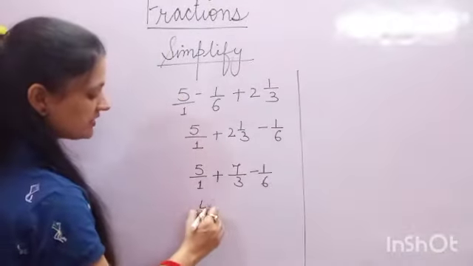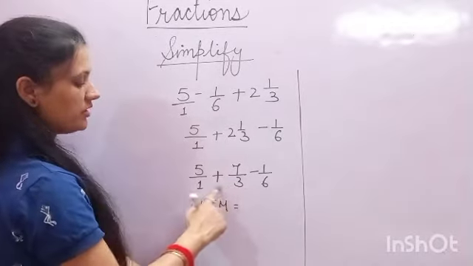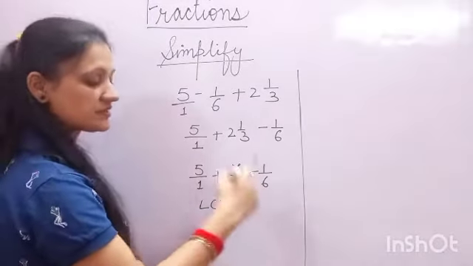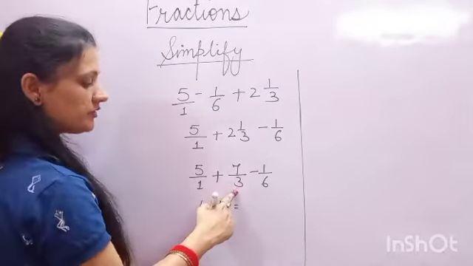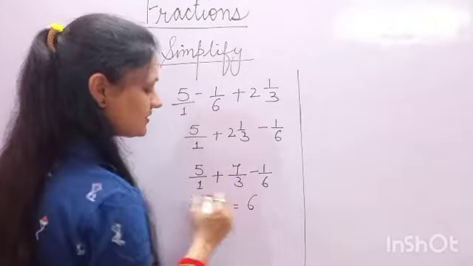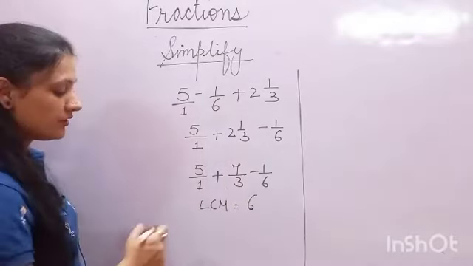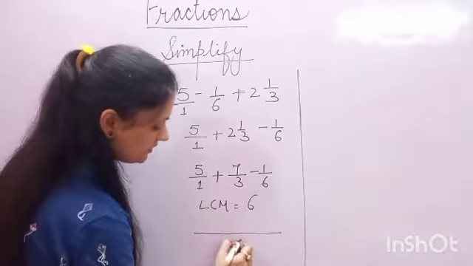So here first is the LCM. 3, 1, 6. Which is greater? 6. 6 ones are 6. Does it come in the table of 3? Yes, the LCM is 6. Right? Now what to do? Let us write down here 6.